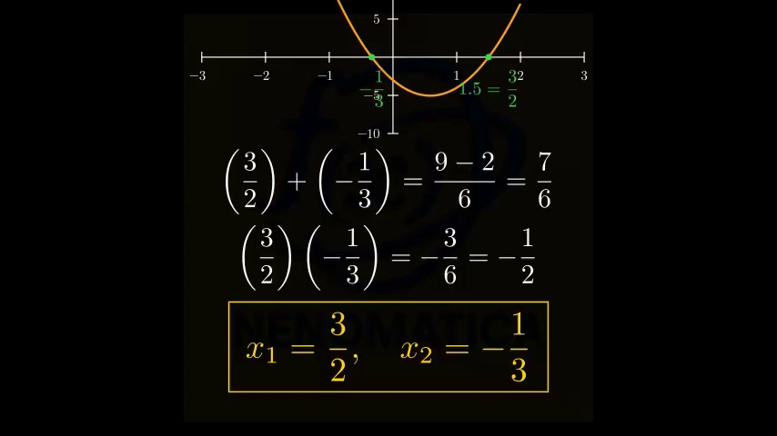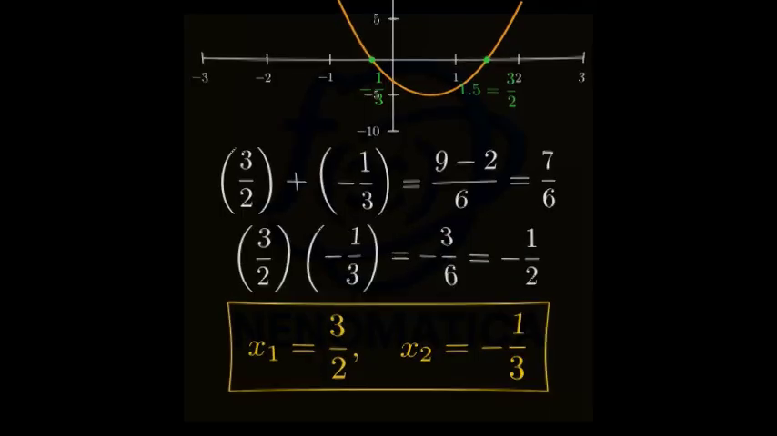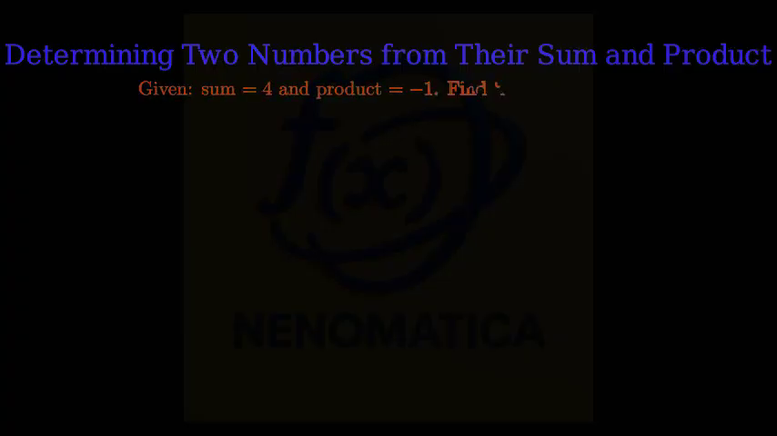You can always use this method. Build x squared minus Sx plus P equals 0, clear fractions if needed, find the discriminant, apply the quadratic formula, and check. Example: we will determine two numbers from their sum and product.